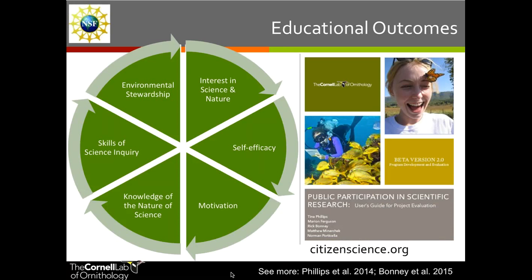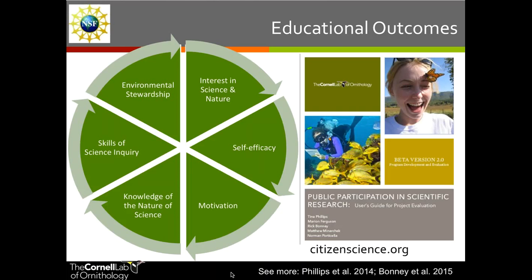I've been involved in. One of the things that I'm sort of wrapping up this effort, this was an NSF-funded project called DEVISE, which stands for Developing, Evaluating, and Validating Implementing Situated Evaluations in Citizen Science. This project was really in an effort to build evaluation capacity for the field, and it was focused on individual learning outcomes. There's a really easy-to-use user's guide, Public Participation in Scientific Research: User's Guide for Project Evaluation, that's free and downloadable from the citizenscience.org website.